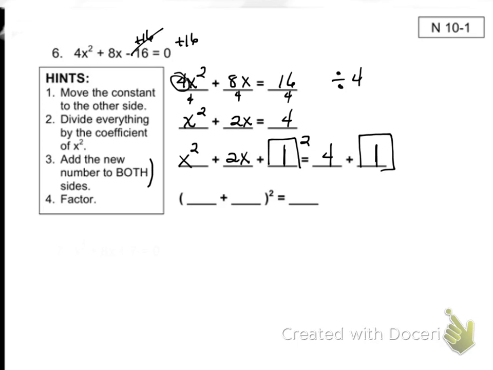Now when I write the completion of the square as a factored polynomial, square root of x squared is x. This 1, square root of 1 is 1. And so 4 plus 1 on the right is 5. And so that would be your answer if I asked you to complete the square.